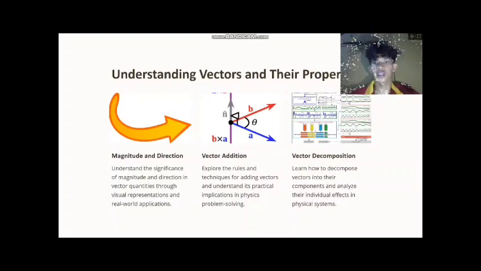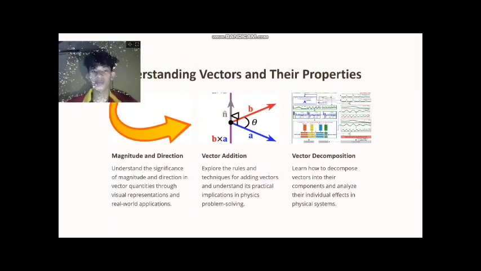Understanding vectors and their properties. Magnitude and direction. Understand the significance of magnitude and direction in vector quantities through visual representation and real-world applications. Vector addition. Explore the techniques for adding vectors and understand their practical implications in physics problem solving. Vector decomposition. Learn how to decompose vectors into their components and analyze their individual effects in physical systems.